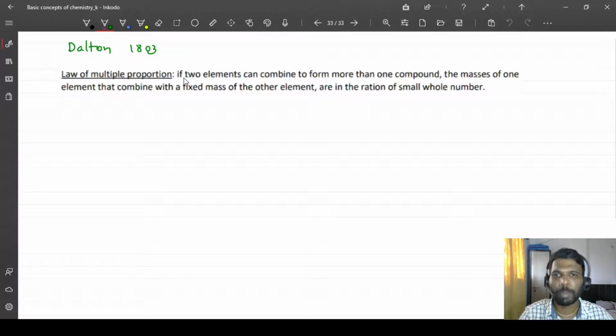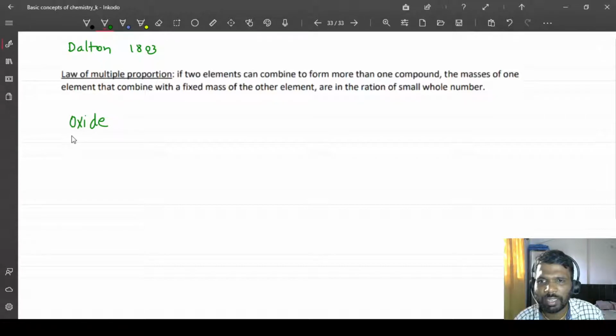If I go by the statement, it states that if two elements can combine to form more than one compound, the masses of one element that combine with a fixed mass of the other element are in the ratio of small whole numbers. I will take the oxides of nitrogen and write their molecular formulas here. What exactly is an oxide? You will study this in further classes.